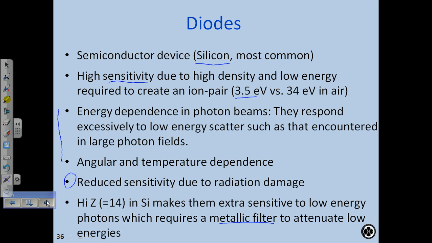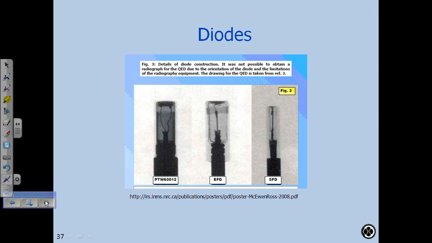Here's what they look like under X-rays. You can see the contacts. The sensitive area is right there. It's tiny, really small. Details of diode construction. It was not possible to obtain a radiograph for the QED. This was some study where they were showing diodes. I got this from this website if you want to go on there. Just so you know what they look like under X-ray.